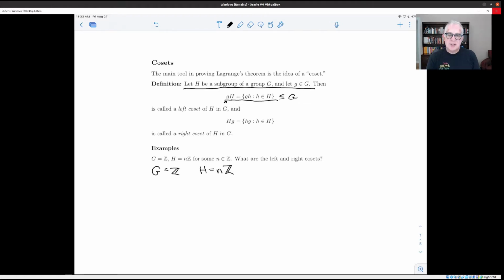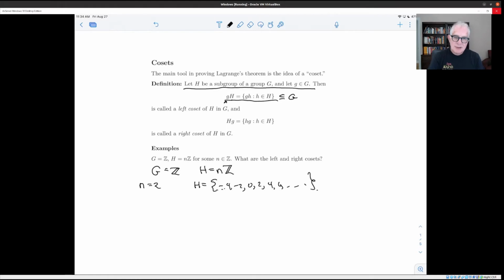So what are the left and right cosets? Well, maybe just to make our lives a little bit easier, let's pick an n. To be really simple, let's pick n equals 2. So H is the collection of even numbers. It's ..., -4, -2, 0, 2, 4, 6, ... It's the collection of even numbers. That's why the even numbers are a subgroup.